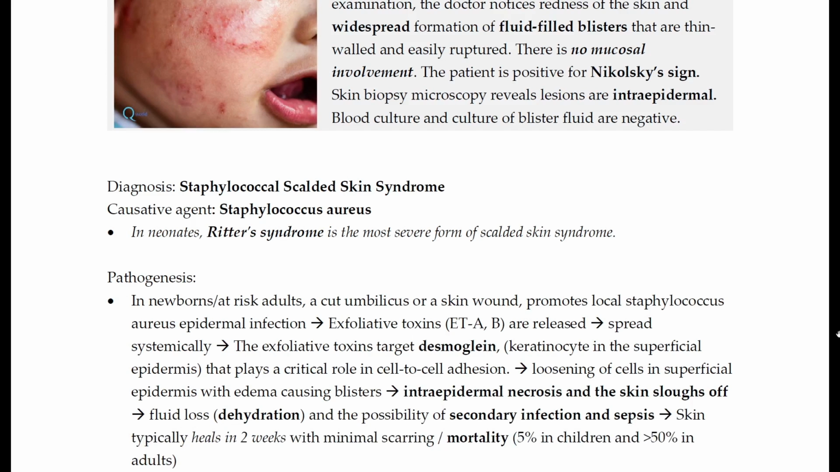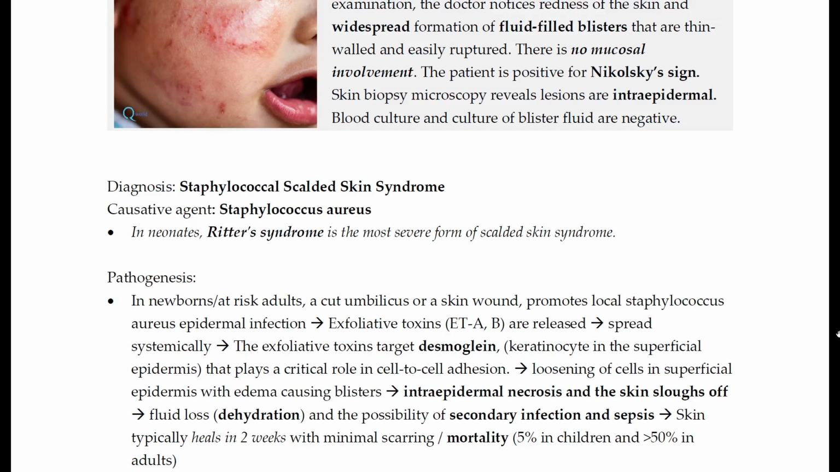In newborns or at-risk adults, a cut umbilicus in neonates or skin wounds will promote local Staphylococcus aureus epidermal infection. The Staphylococcus aureus releases a toxin known as exfoliative toxin. There are two types of toxins, ETA and ETB, and they spread systemically via blood. This toxin targets desmoglein, which is in keratinocytes in the superficial epidermis and plays a critical role in cell-to-cell adhesion.